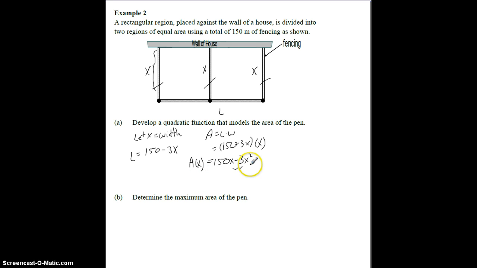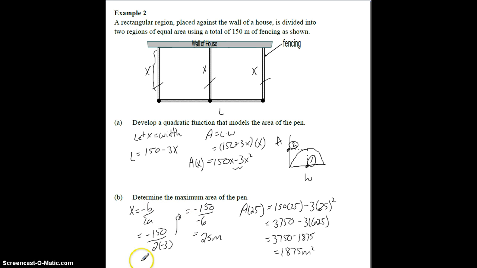The a value is negative. So for your area and your width, the y-intercept is 0. As you look at the equation, there is no constant term. So we're going to find the width that gives us the maximum area, and then we can use that to get the maximum area. So find the width first here, and second, we'll use that to find our area.